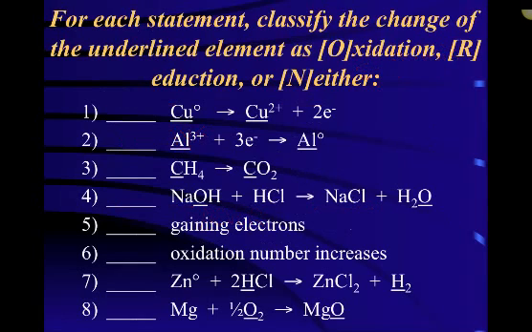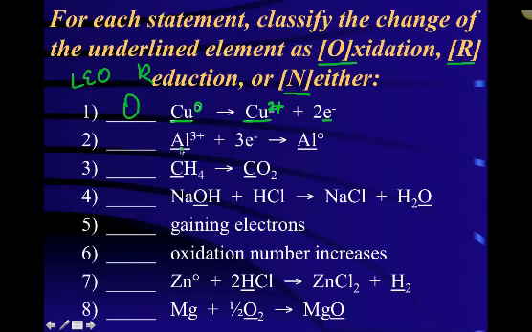Okay, now I think it's time for practice. Here we go. So for each element, we're going to classify the change of the underlined element as either oxidation, which I'll write as O, R for reduction, and then N would be neither. So let's look at what happened to copper. Copper is the thing that's underlined here. Copper went from a 0 charge to a 2+ charge. So if we're going to gain a positive charge here, that means electrons have been lost. Remember, electrons are the thing that's negative, so the loss of electrons is oxidation. That's what Leo says about it. So number 1 is oxidation.